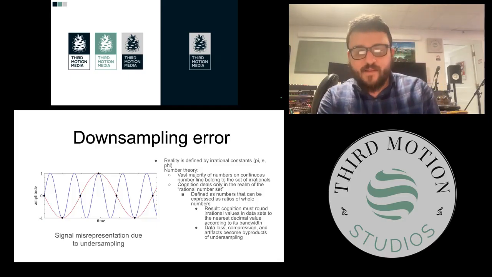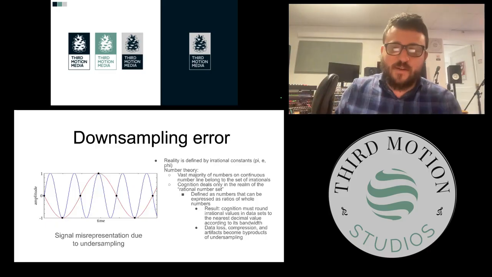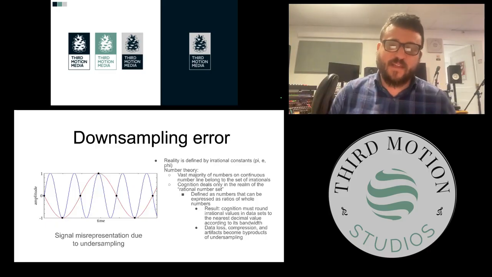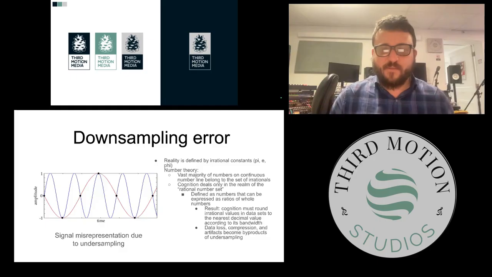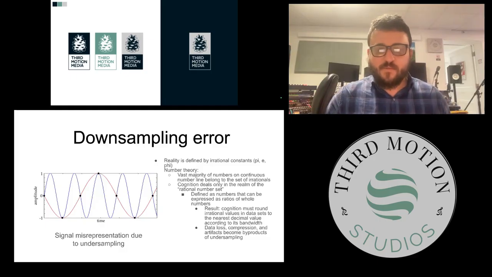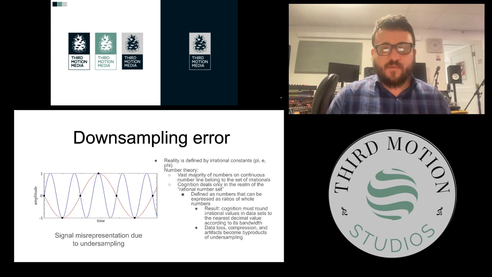All right. So cognition deals only in the realm of the rational number set. So we don't think in terms of infinite numbers because we don't have infinite time to think about these numbers. So we think about 3 apples, 3 oranges, 5 grapefruit, and we think about three quarters of an apple, but we never think about pi apples or e apples.